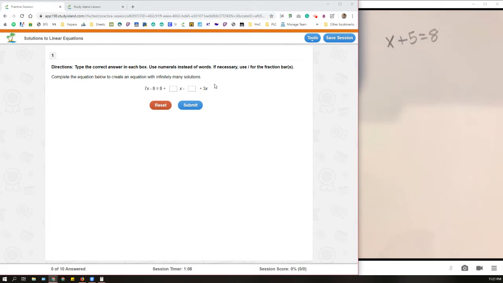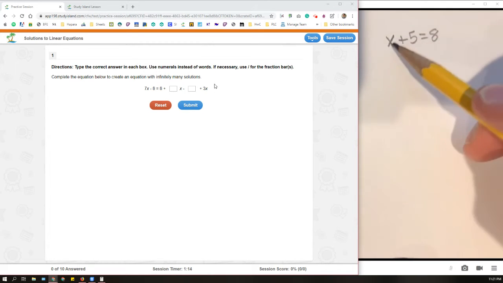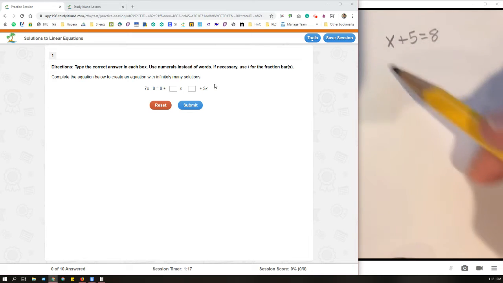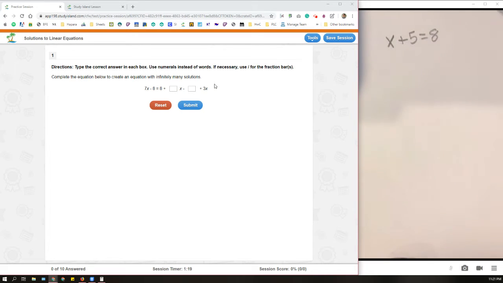Some kids get lost and they forget that very basic thing of what it means to solve an equation. It means that you are trying to figure out what the variable is that makes this statement true. If you keep that in the back of your head, the rest of this will go pretty easy.